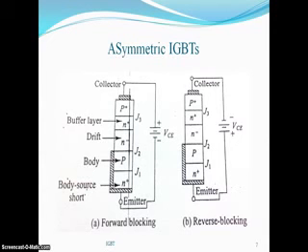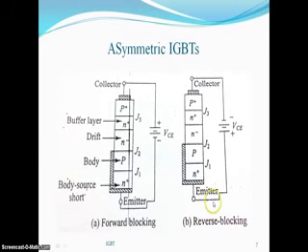When forward voltage is applied, junctions J1 and J3 are forward biased and J2 is reverse biased. As discussed in the case of NPT, the forward blocking capacity is decided by the junction J2, and here also the thickness of the drift layer will decide the forward blocking capability.